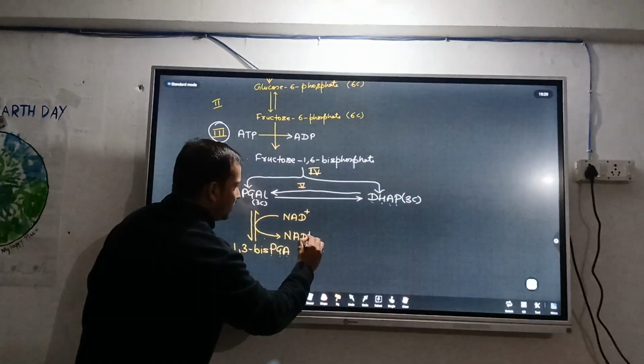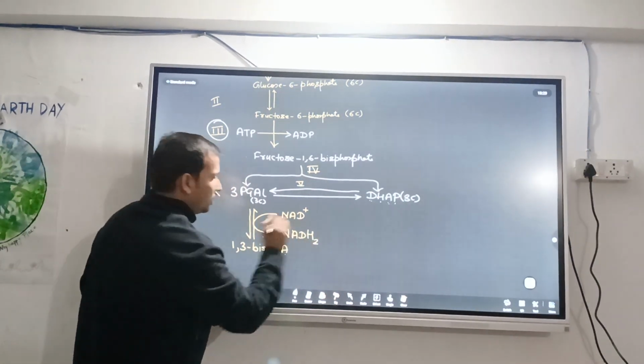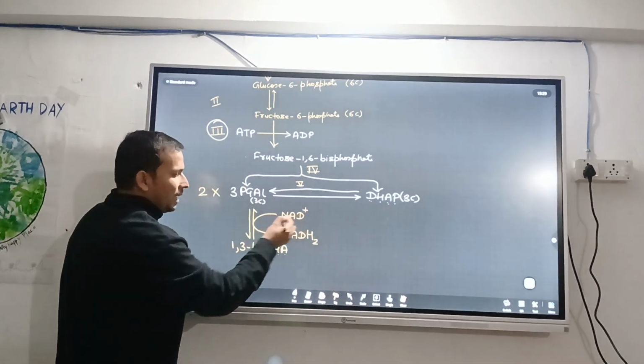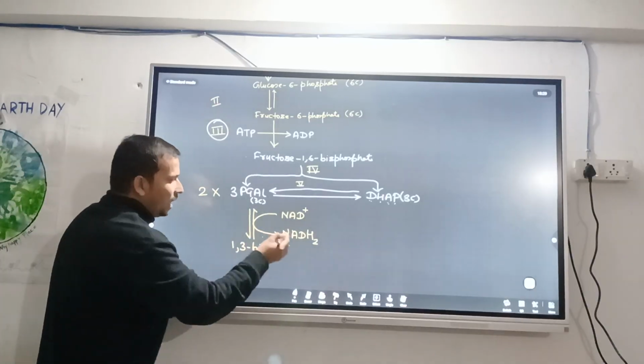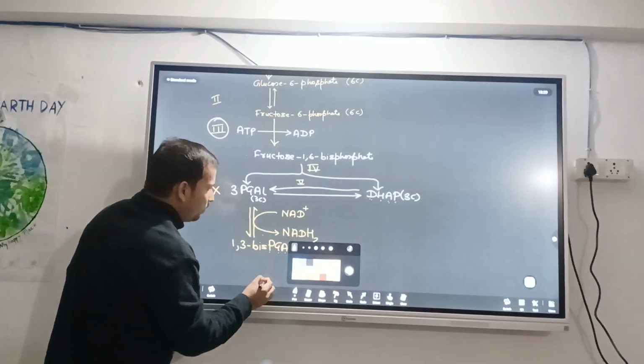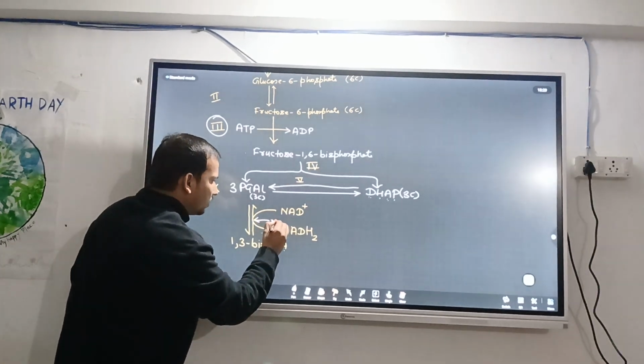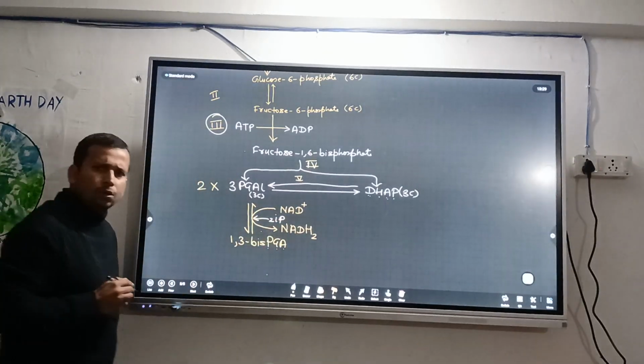So finally they will become what? NADH2. NAD plus accepting hydrogen and becoming NADH2. Here students, you will see 2 inorganic phosphate given. What is given? 2 inorganic phosphate.